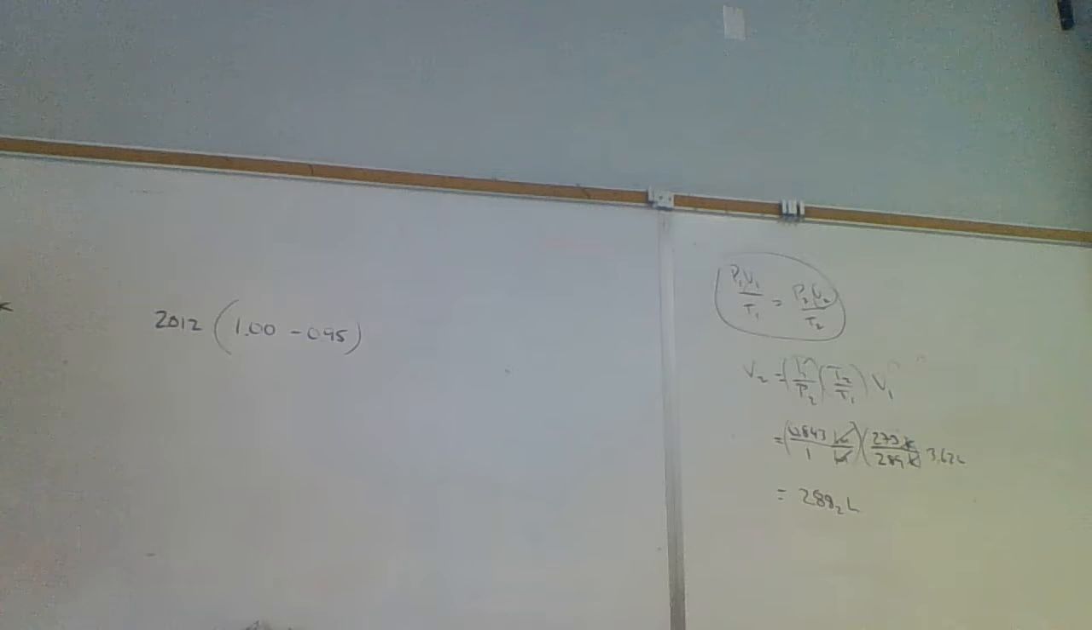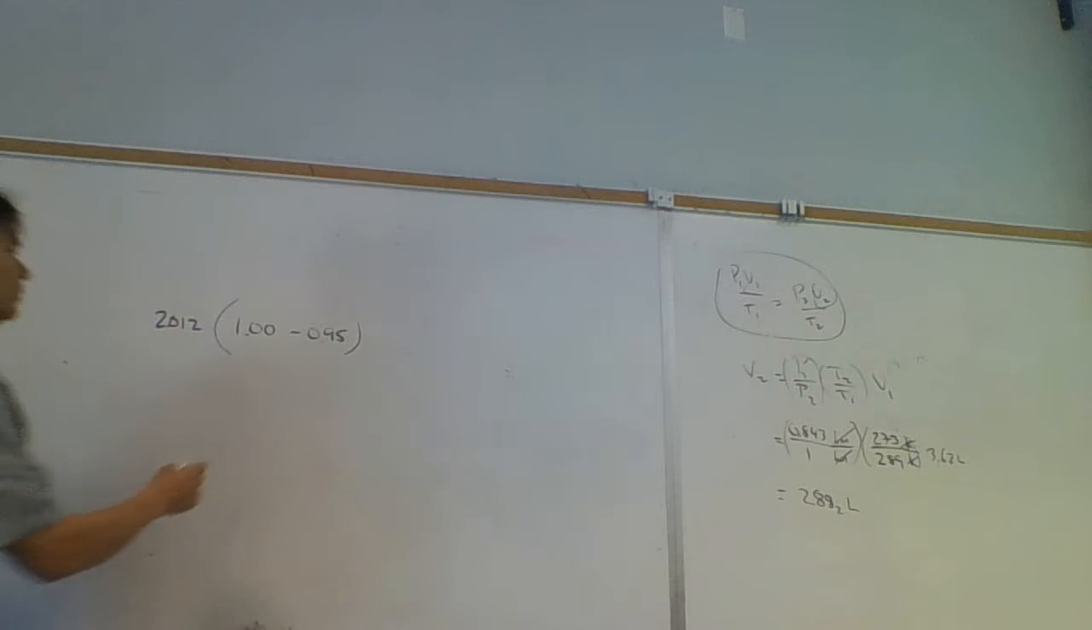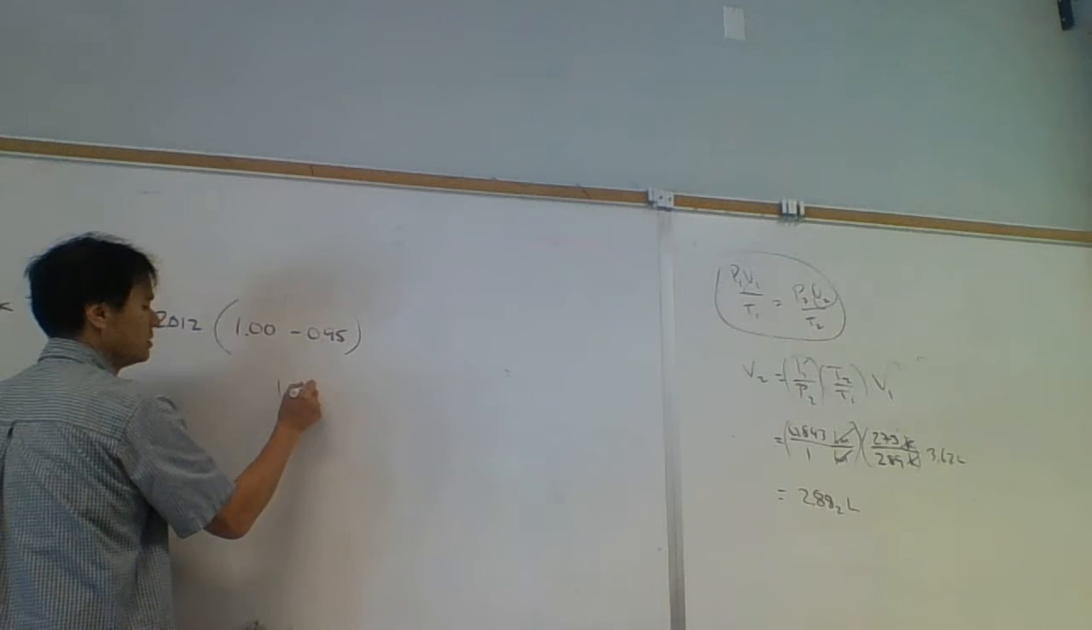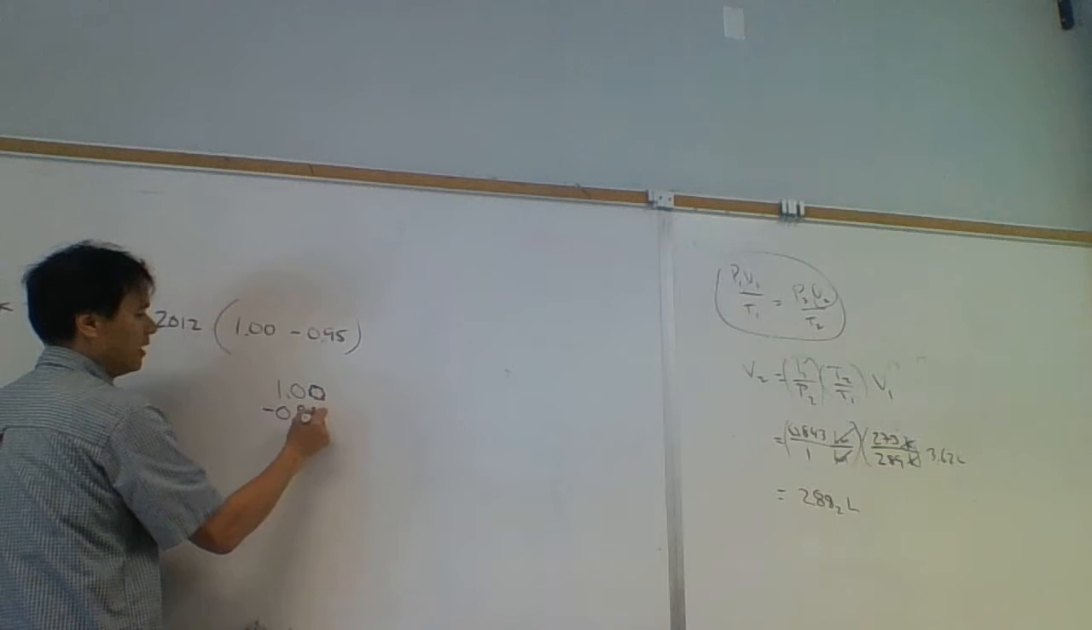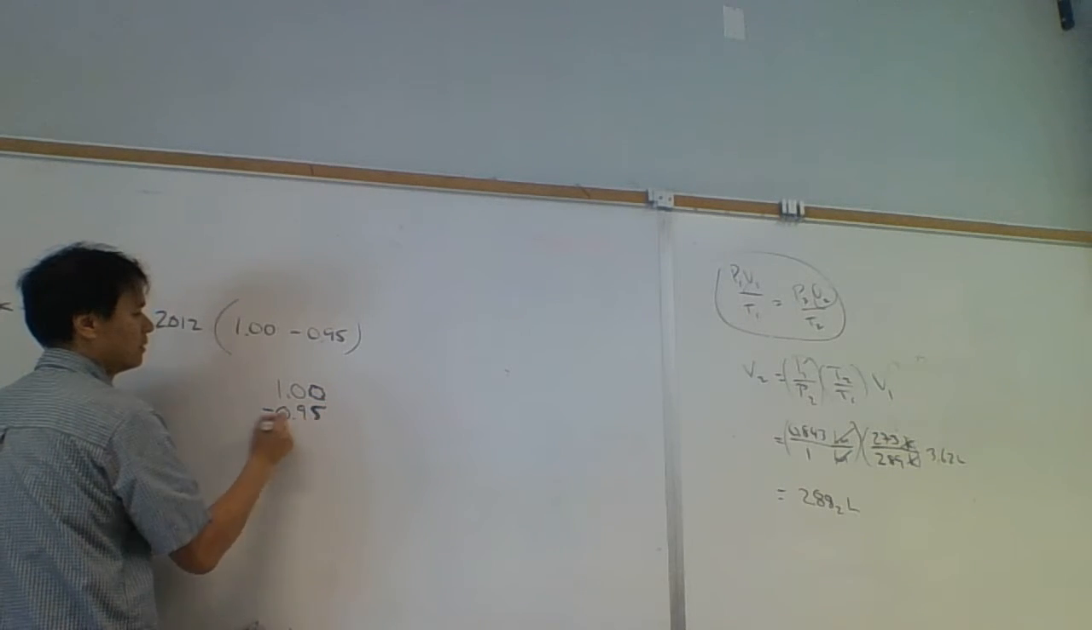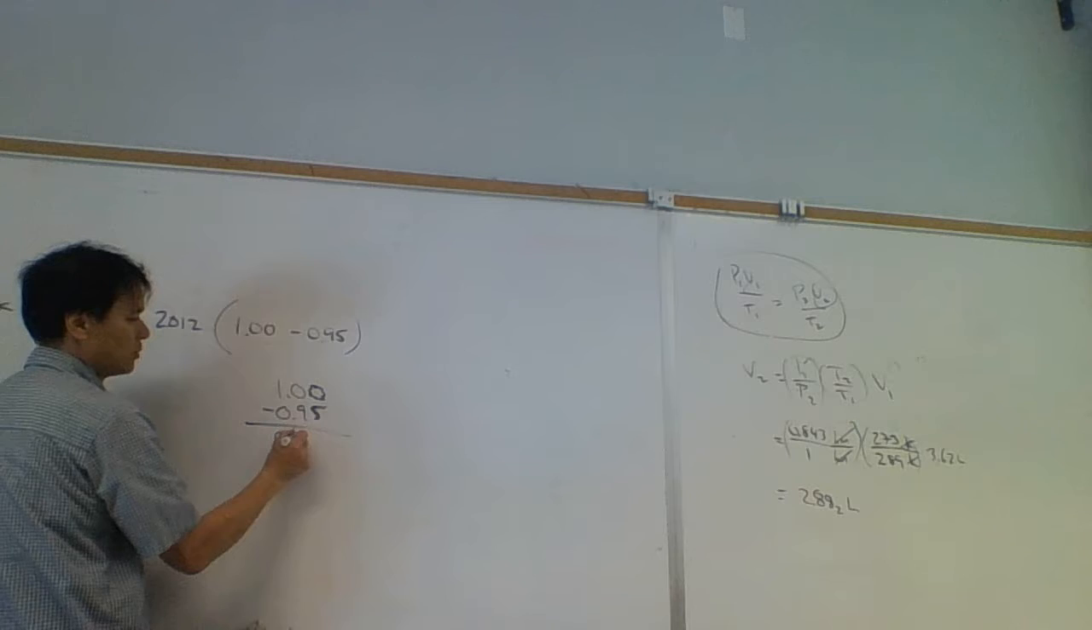One sig fig. Not 2, not 3, not 4. Why not? None of those. Take the difference of 1.00 and 0.95, the uncertain digit is going to be that much space. Yeah, so we do the subtraction first. 1.00, uncertain digits here, minus 0.95, uncertain digits here. And so this is going to give us 0.05.